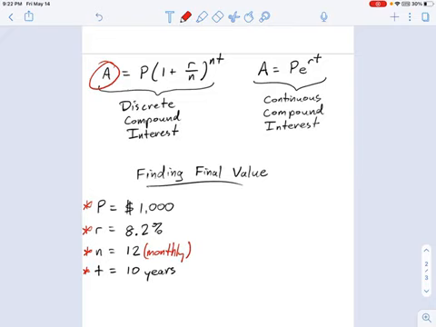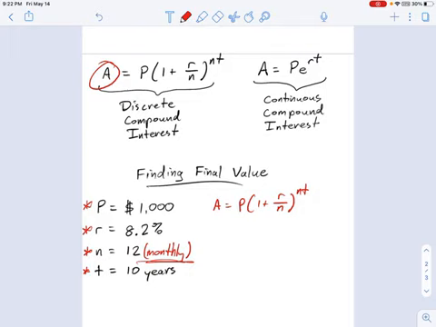So I'm going to say, under these conditions, what should I expect the value of my investment to be? So we set up our equation here. This is A equals P times (1 plus R over N) to the power of NT. And the reason I'm using discrete compound interest is because I have this monthly stipulation right here. We'll do an example about continuous interest in just a moment.